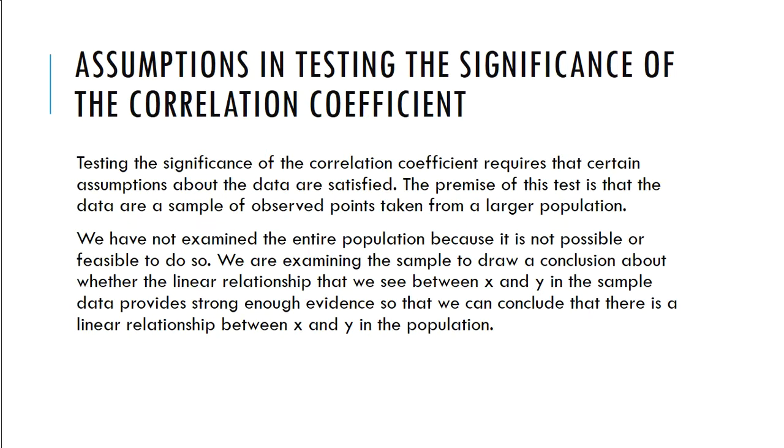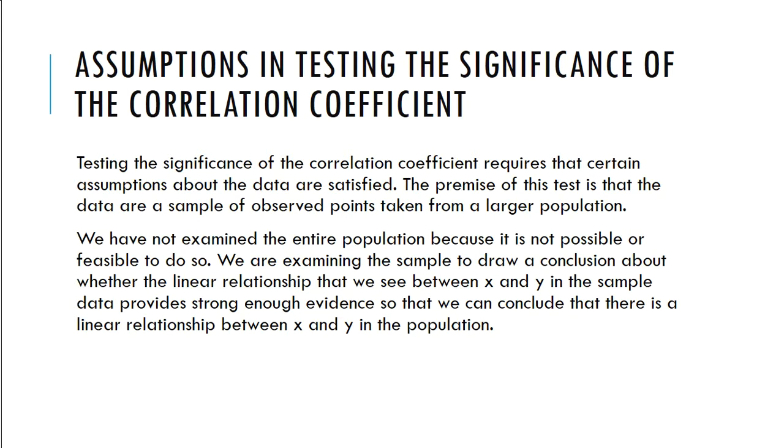Okay. Assumptions and testing the significance of the correlation coefficient. So testing the significance requires that certain assumptions about the data are satisfied. The premise of this test is that the data are a sample of observed points taken from a larger population. We have not examined the entire population because we can't do it. It's just not possible or feasible at this time.